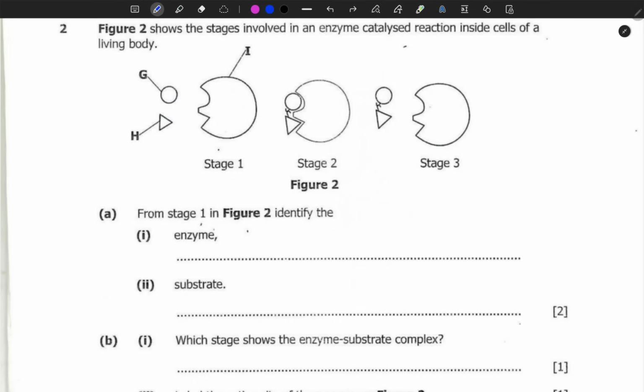So therefore, we can say enzyme is I, because we say they act as biological catalysts and remain unchanged. That's how we define enzymes. Then substrate can join to form a larger molecule, or a larger molecule breaks to form smaller molecules. So when a larger thing breaks into smaller pieces, those are substrate. Or smaller pieces join together to form a larger piece. Those are substrate. So the substrate, we can say G and H because they joined in stage 3.